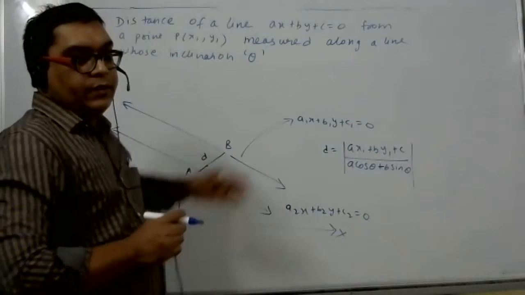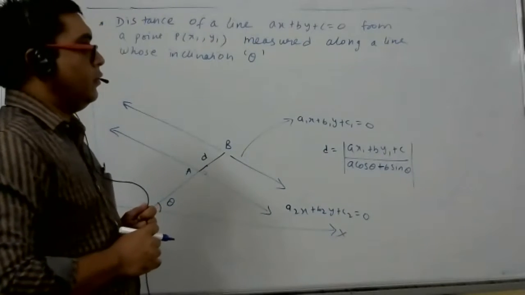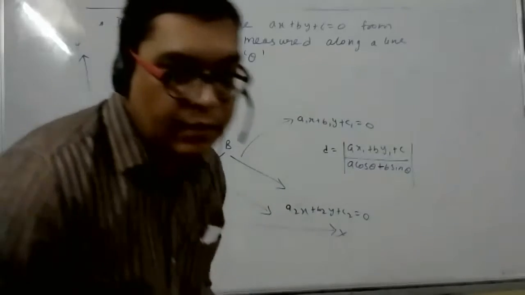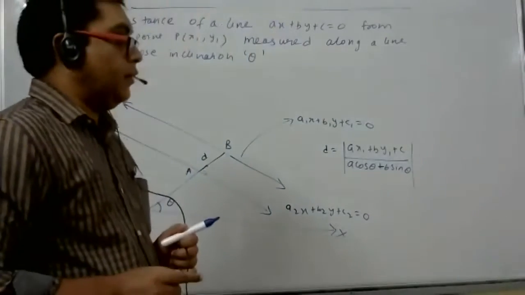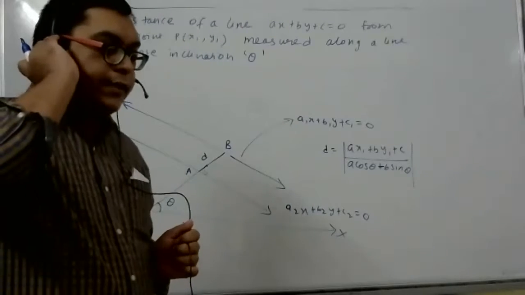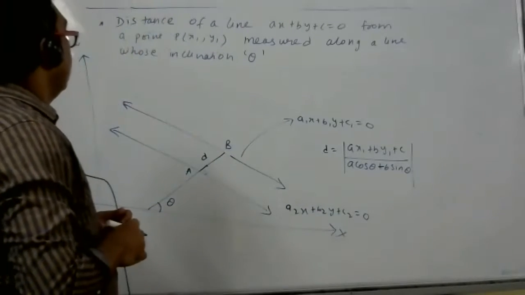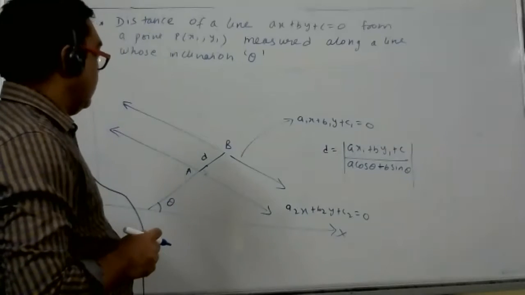Sir, I have a doubt. Sir, here ax1 plus by1. Okay, tell me, student. What are x1 and y1? Here, down, sir.